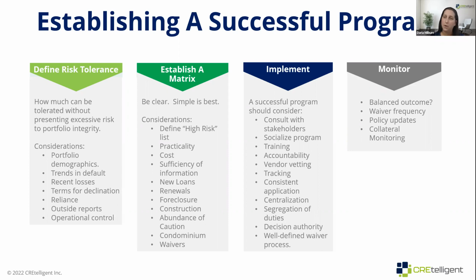And then monitor. Are you finding that you have a balanced outcome? Are you issuing too many waivers? Are you finding in collateral monitoring that there are more concerns on properties than you originally identified? That may mean it's time to start screening a little differently.